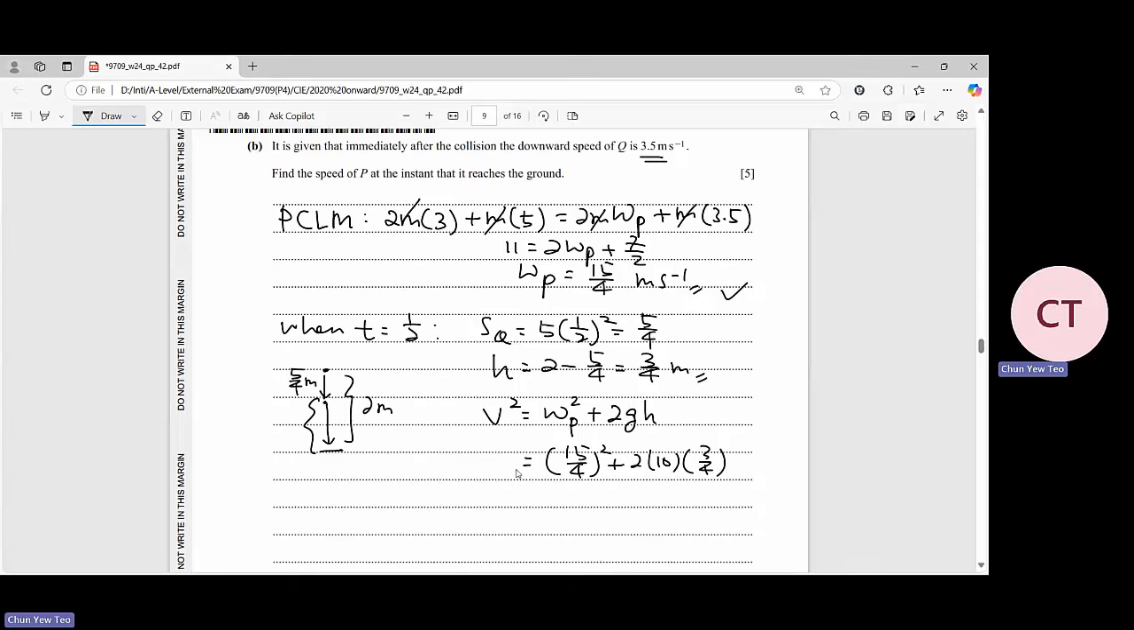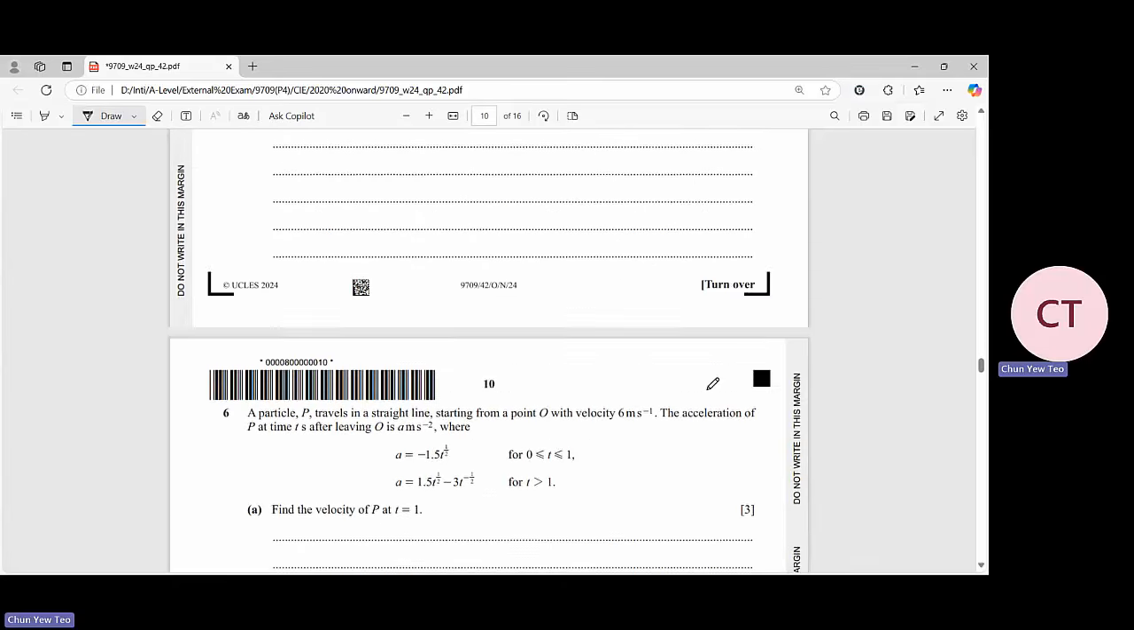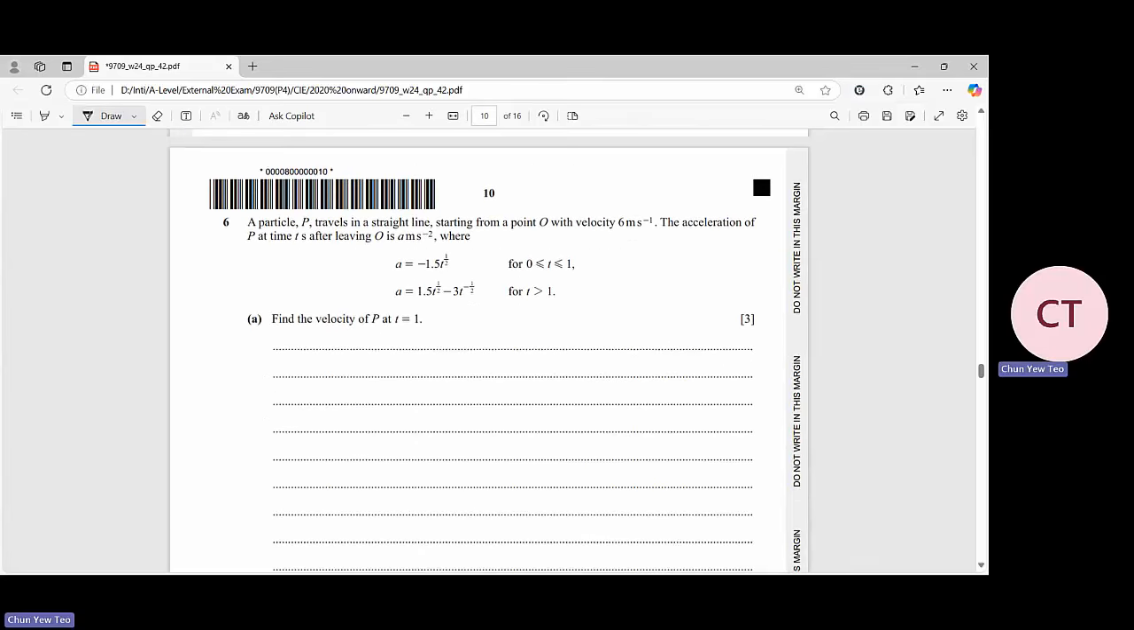Actually we just need to square the whole thing, so let's save time. Press everything using the calculator. You can get the answer as the square root of 465 over 10, to 3 significant figures in decimal. So you have 5.39 meters per second. Done. That will be the answer for number 5. And now we're moving on to question number 6.